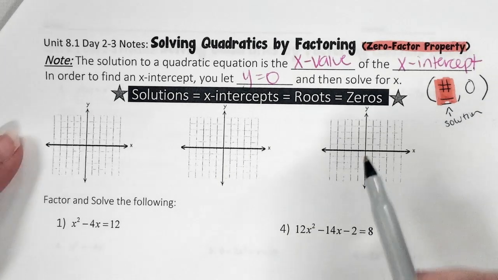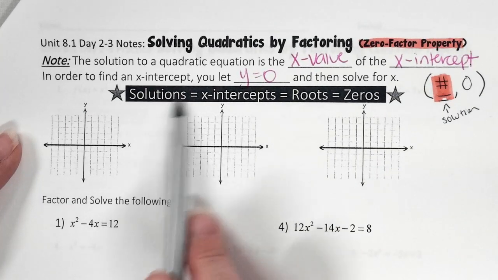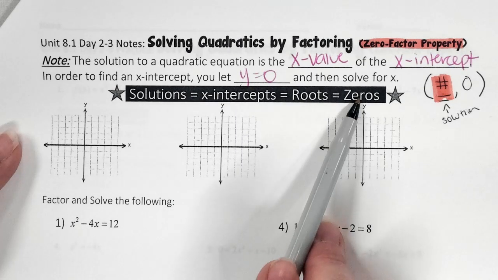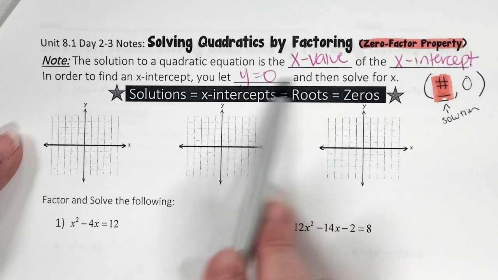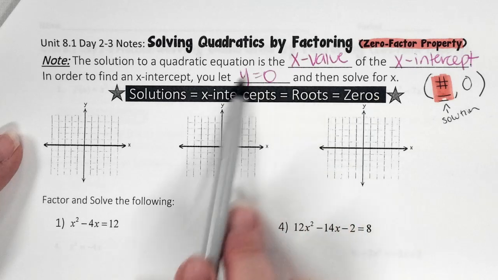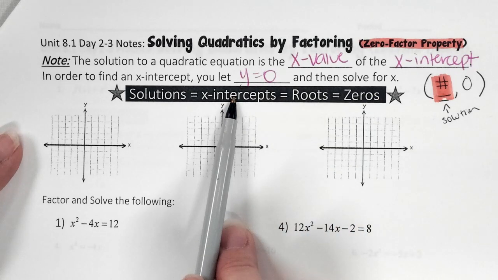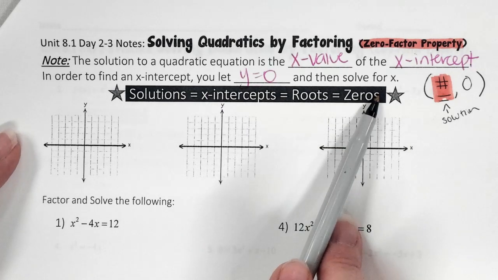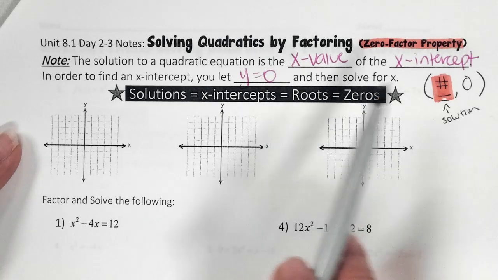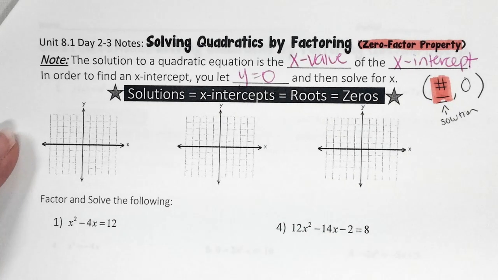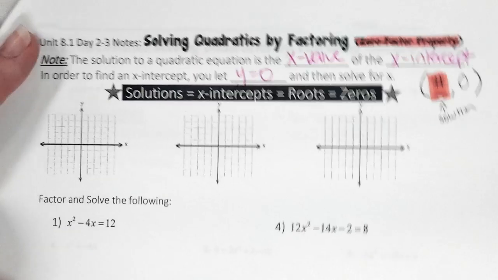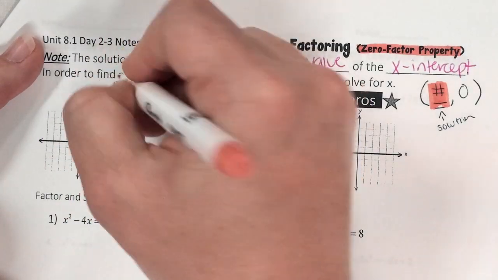So knowing that, solutions are x-intercepts, our roots are zeros. If I ask you what's the root, I'm just asking for the x-intercept. If I ask you what's the 0, I'm just asking what's the x-intercept. Does that make sense? These three words can be interchanged all together. They're asking for the same thing. Yeah? This is super important. Cough, cough, hint, hint. It may or may not be on a test.